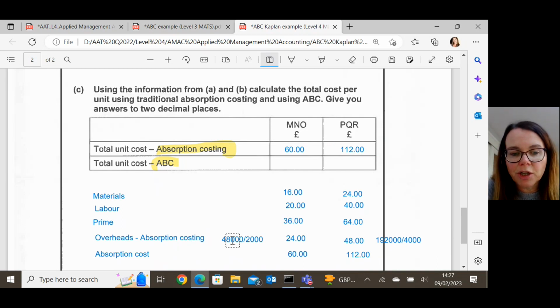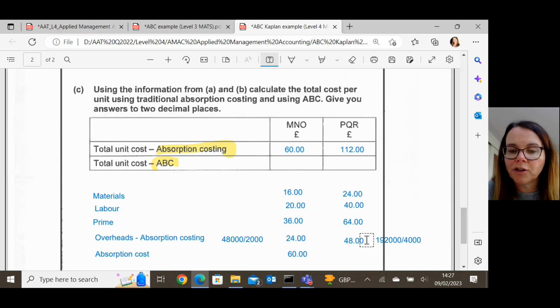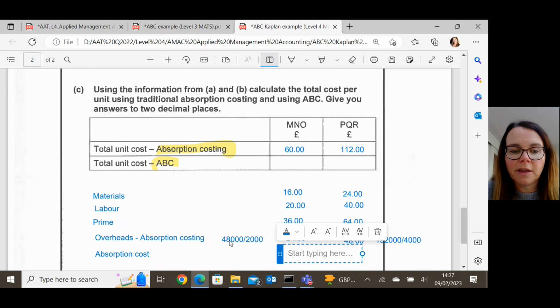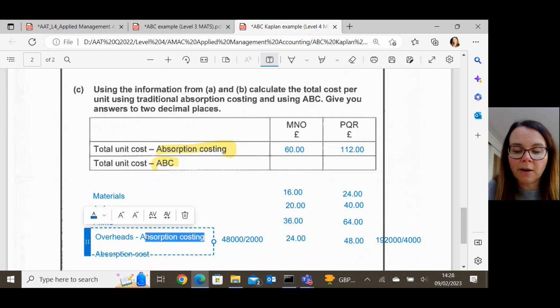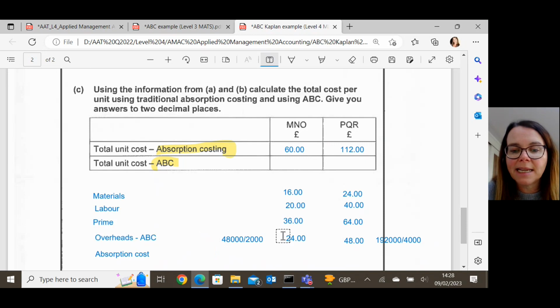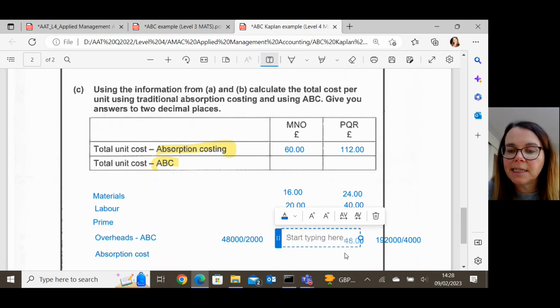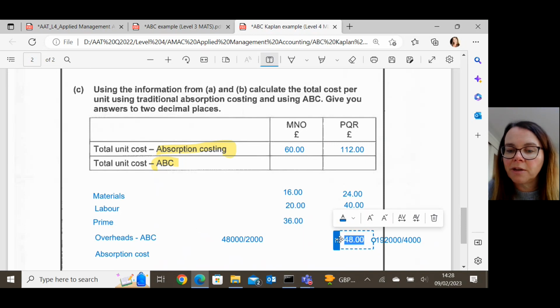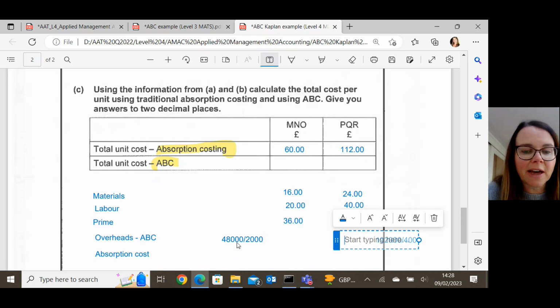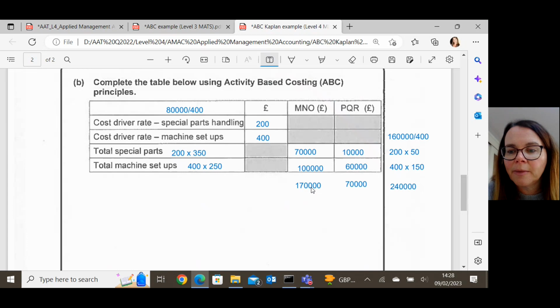If I now switch to using activity-based costing, let's just backtrack and get rid of this. Right, so we're now going to use activity-based costing and replace the calculations that we just did with the information from part B. So it's no longer 48,000 divided by 2,000 units. Using activity-based costing, I worked out, didn't I, £170,000, this figure here.